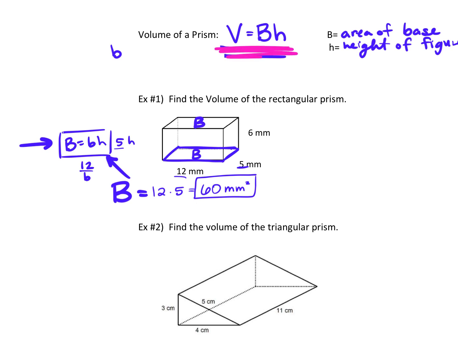This height, right? Base times height. Wait, is it square? Is it square, like 60 millimeters squared? Yes, because it's an area, right? Area of the base.